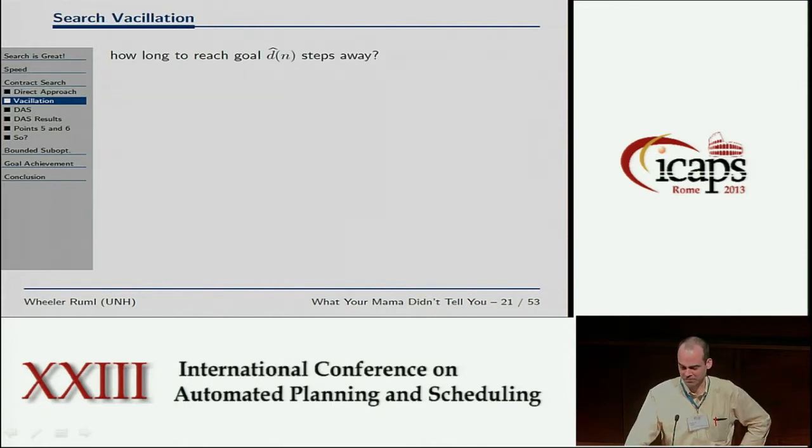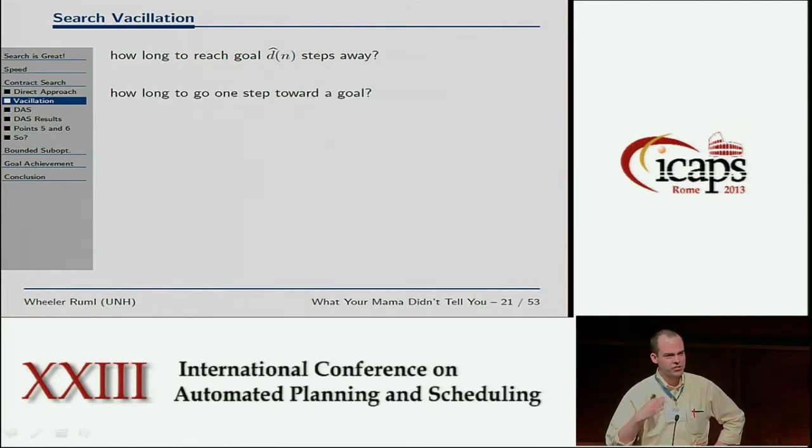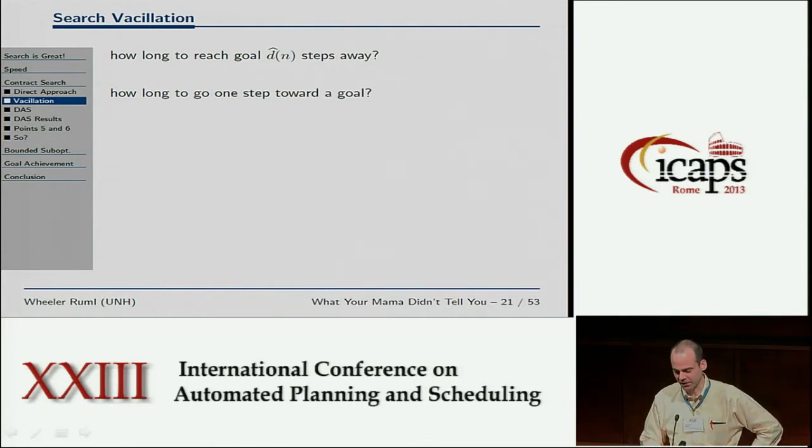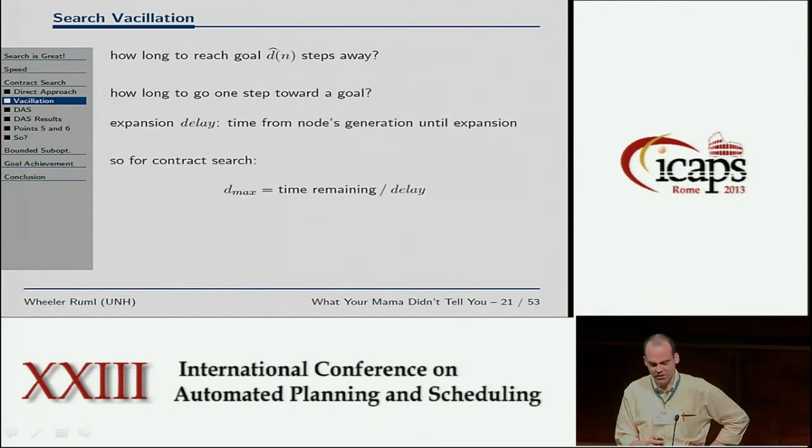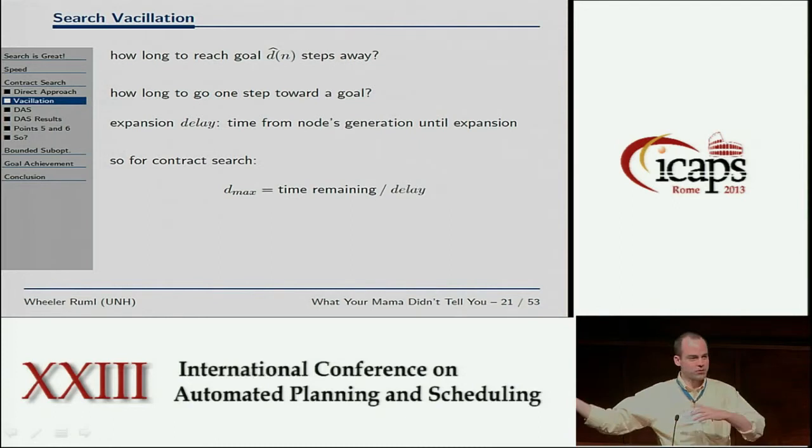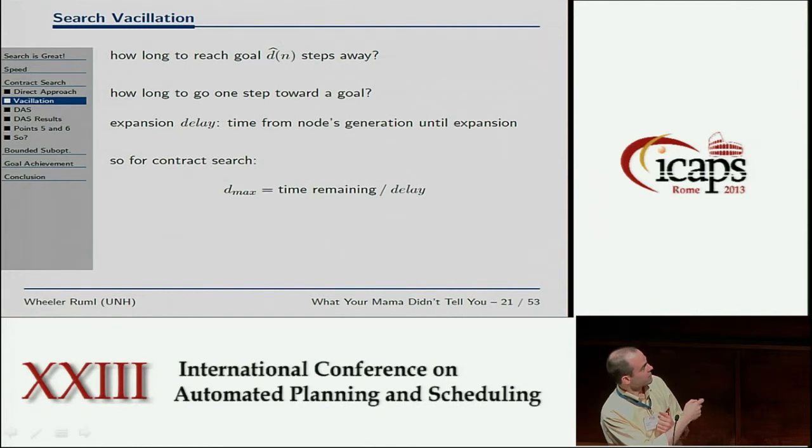How's that going to work? How long is it going to take us to reach a goal that's d hat steps away? Well, how long is it going to take us to go one step, and we can multiply that by d. How long does it take to take one step towards a goal? Well, that is just the time between when we generate the next node along a path to when we actually get around to expanding that node and advancing one step along the path. So this is a measure of how much the search is vacillating between expanding different parts of its frontier. I call this quantity expansion delay.